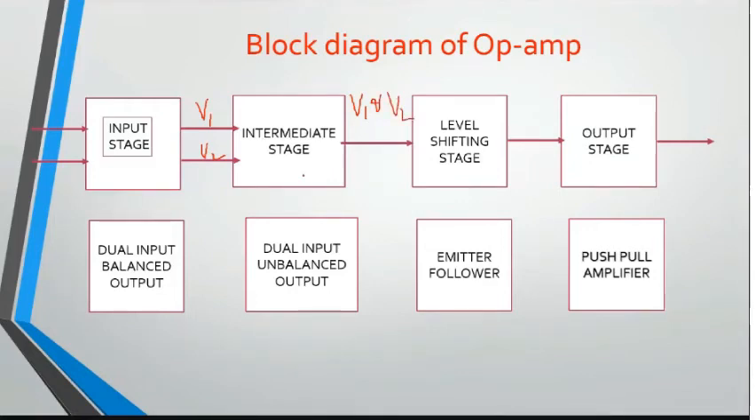So in this intermediate stage, what is happening? You have two inputs, V1 and V2. So this is a differential amplifier. And what does a differential amplifier do? It amplifies the difference of the two signals. Okay, so if V1 and V2 are the two signals, then V1 minus V2 or V2 minus V1, whichever is greater, that signal will be amplified. That is why you have two inputs and a single output.